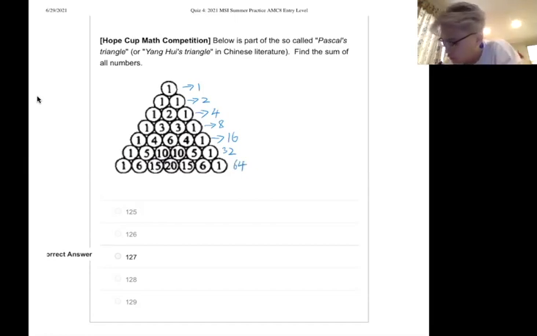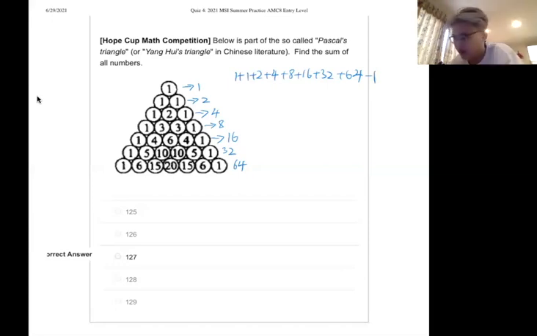So we need to calculate 1 plus 2 plus 4 plus 8 plus 16 plus 32 plus 64. We can use the geometric series formula, but for this question, we can use another interesting way. What I will do is add 1 to the beginning of the whole expression, and subtract 1 at the end. Therefore, it does not change the total value.